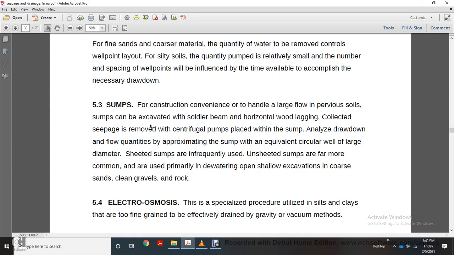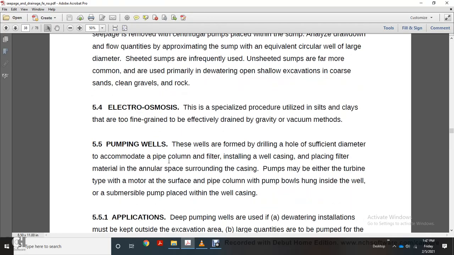Horizontal wood lagging collects the seepage to remove with a central pump placed within the sump, analyzing the drawdown and flow quantity by approximating the sump with an equivalent circular well of large diameter. Sheeted sumps are frequently used. Unsheeted sumps are far more common in primary dewatering of shallow excavations in coarse sands, clean gravels, and rock. Electroosmosis is a specialized procedure used for silts and clays that have too fine a grain to drain effectively by the gravity and vacuum methods.